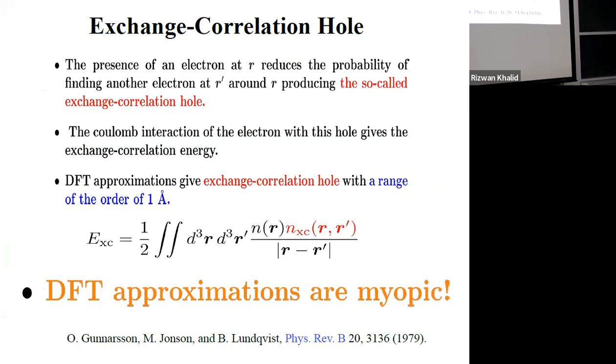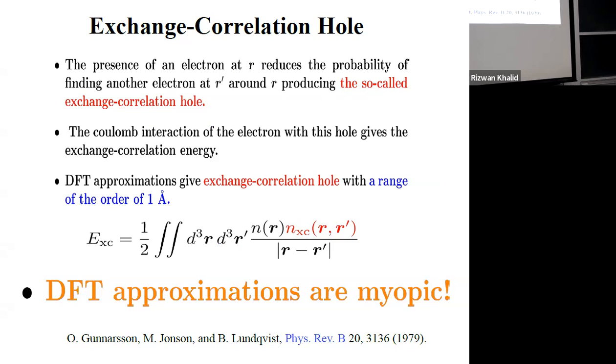There is an interesting way to visualize this exchange correlation energy. If an electron is present at a point in space, it produces a deficiency of electron density around it. Obviously, one reason is Coulomb repulsion. The second reason is Pauli's principle. So that deficiency of density around that electron could be called a hole. So the attraction of the electron with that hole could be called the exchange correlation energy.